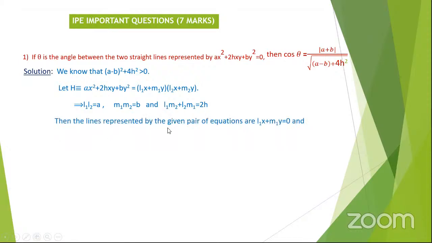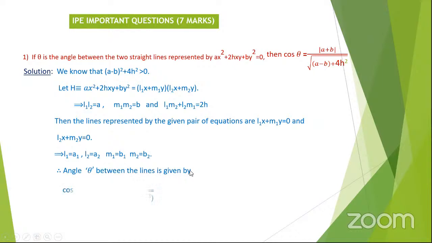Then the lines represented by the given pair are L1x plus M1y equals 0 and L2x plus M2y equals 0. Here L1 is a1, L2 is a2, M1 is b1, and M2 is b2. Therefore, the angle theta between the lines is given by cos theta equals mod of a1 a2 plus b1 b2 by under root of (a1 square plus b1 square) into (a2 square plus b2 square).